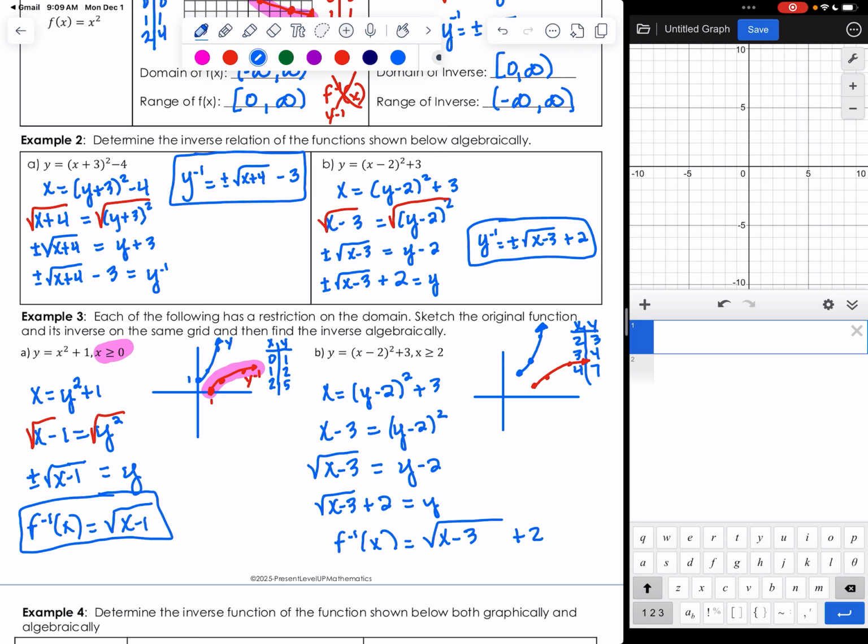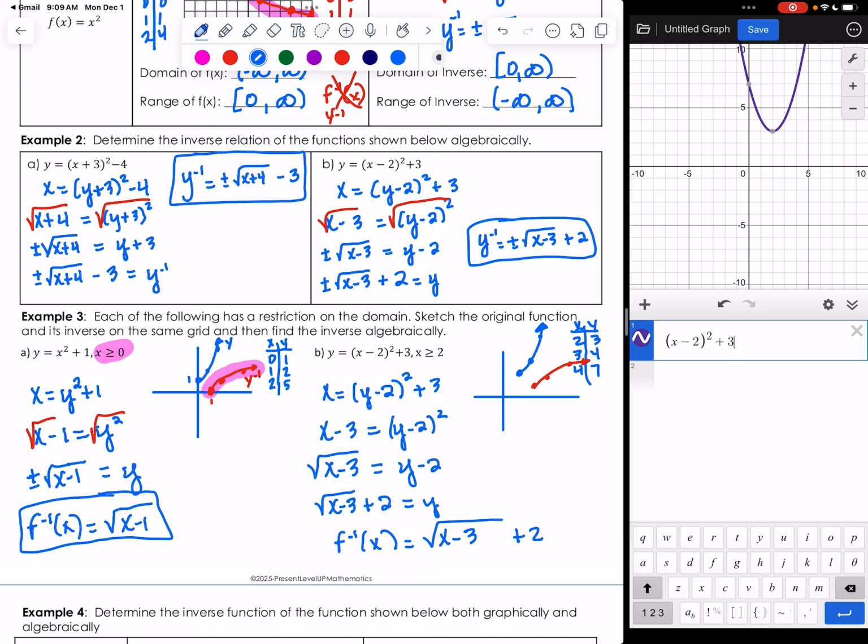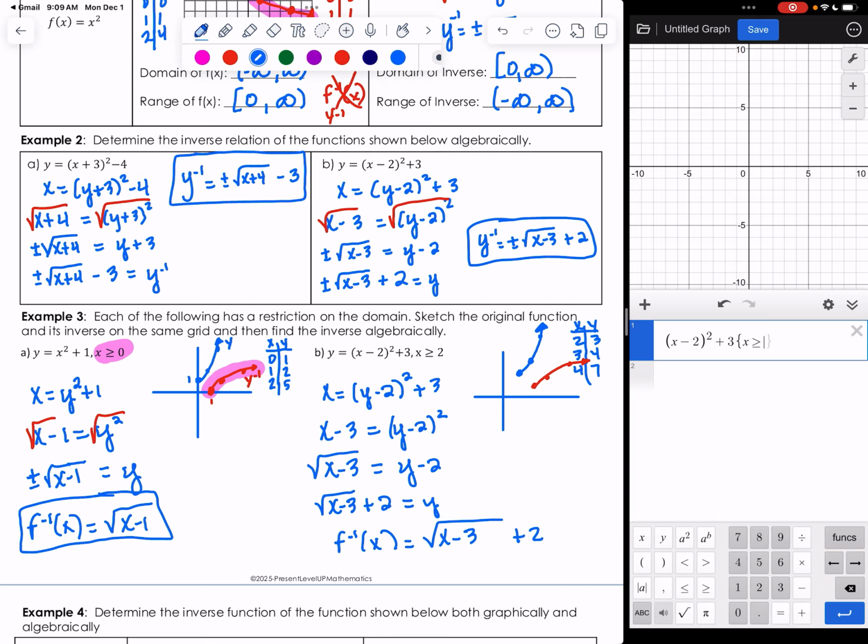Now, let me show you that on the calculator here. Here's our original, (x minus 2) squared plus 3. That's a full parabola, but I need to put on the domain restriction, which was x is greater than or equal to 2. So we restricted the domain to half the parabola. And our inverse is the square root of x minus 3, plus 2. So you can see here we have the half parabola and then the positive square root function. So let's box this in.